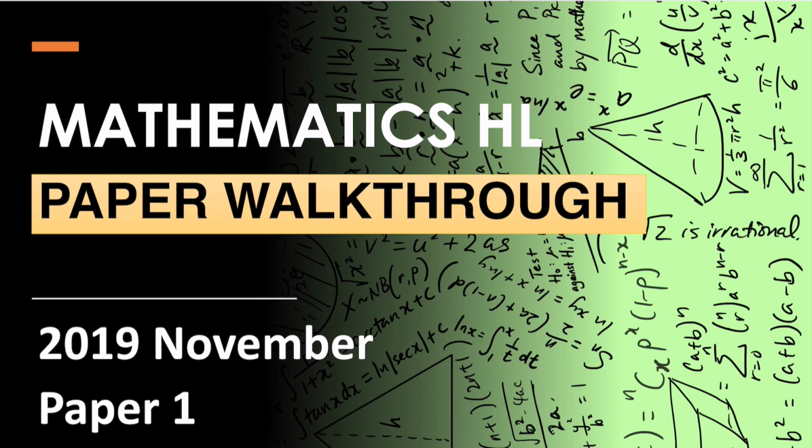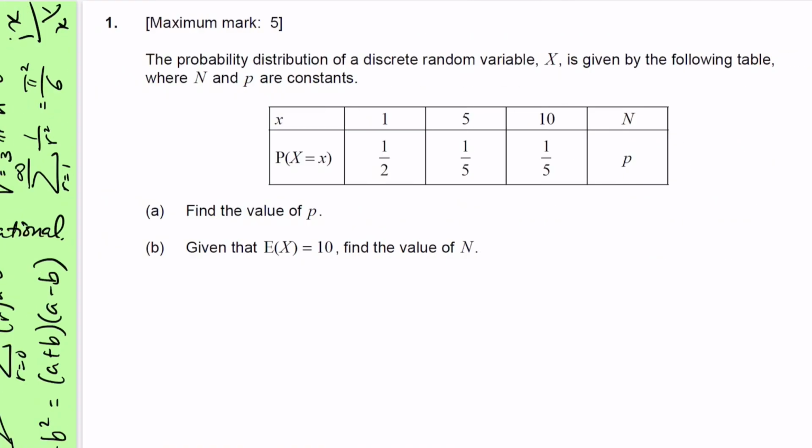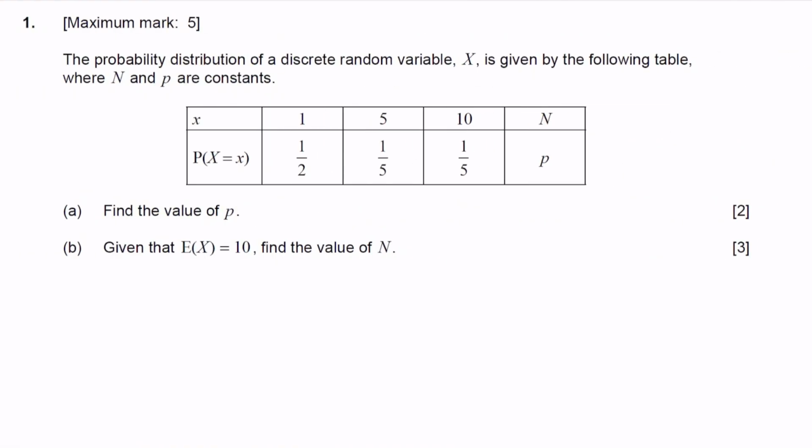Okay, this is the paper review for 2019 November paper 1. Let's go. Question 1. The probability distribution function of a discrete random variable x is given by the following table. Find the value of p.